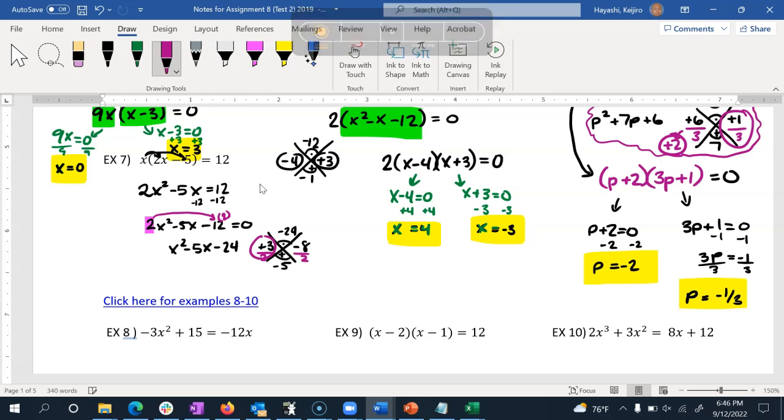Okay. Negative 3 over 2 is not going to reduce, but negative 8 over 2 will, into negative 4.